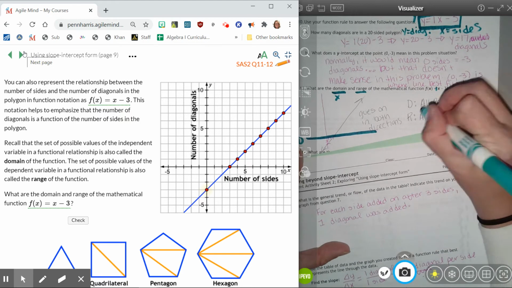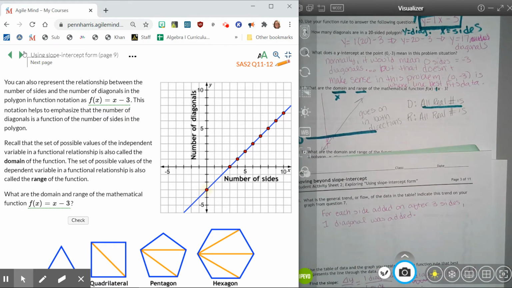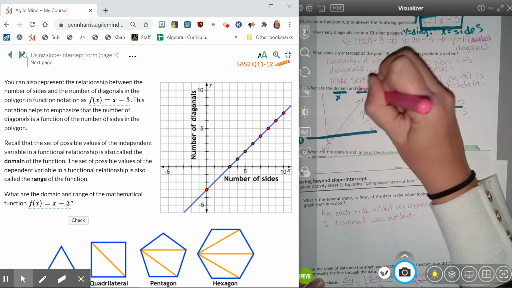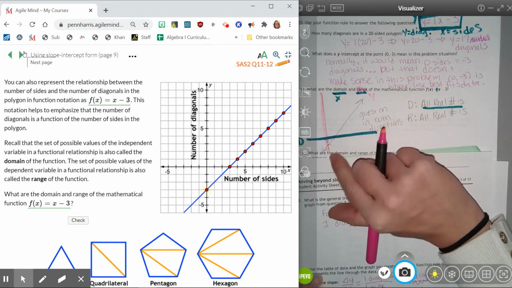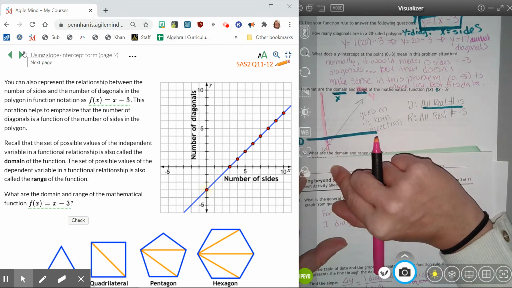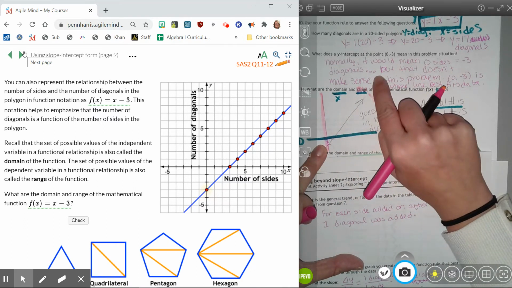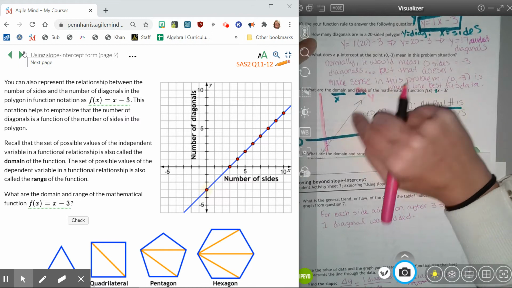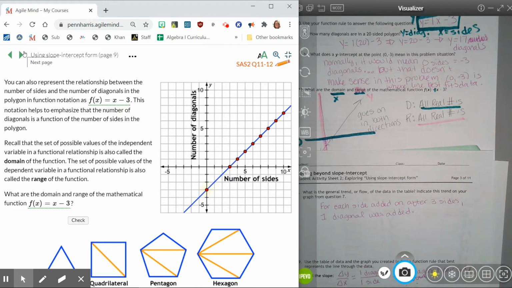Okay, and then my range stands for my y values, guys, y values. And so I'm going to look at the y-axis for that. If I go negative, negative, negative, again, that line's going on and on. It's not stopping. If I go up, that line is going on and on. If I go all the way up here, that line is going to make it up there also. So that's going to be all real numbers also. Okay, again, that's not the particular problem with polygons, but for this equation that we just made, that's the case.